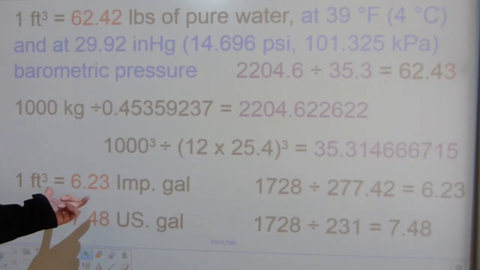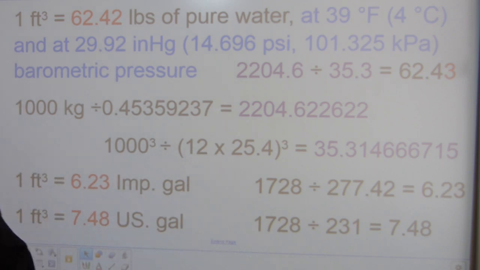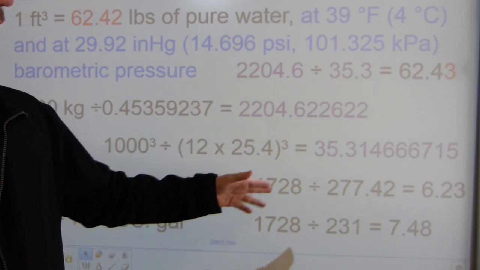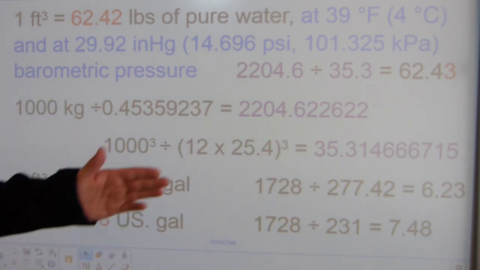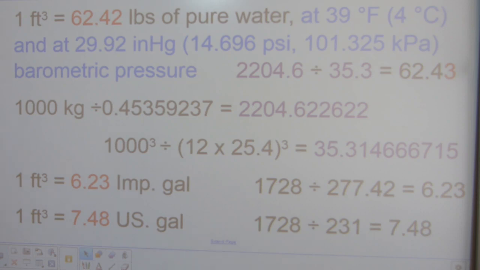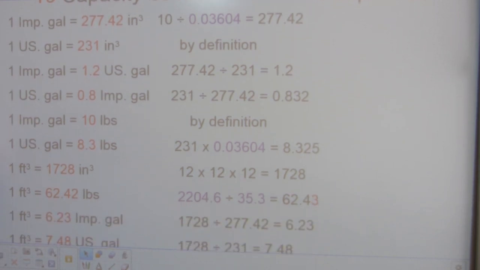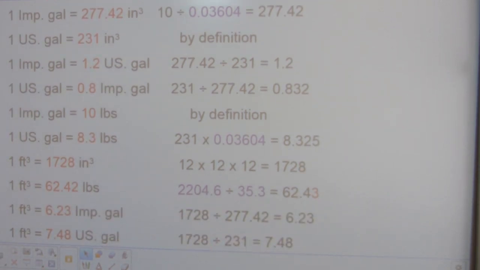These numbers come from the fact that 1,728 of these cubic inches make a cubic foot, and you do this division with infinite decimal numbers, you will get two decimal numbers. Both of them are infinite for math reasons. So that's the 10 conversion factors. This is the last page here where everything fits in the camera's view. So that's all of them: the 277.42, 231, 1.2, 0.8, the 10, the 8.3, the 1728, 62.42, 6.23, and 7.48.